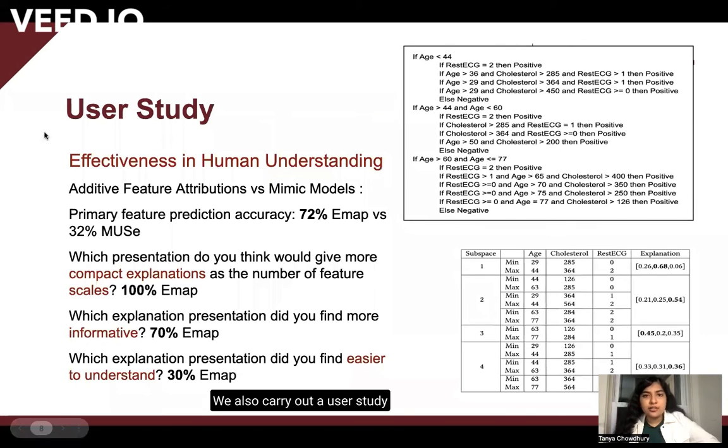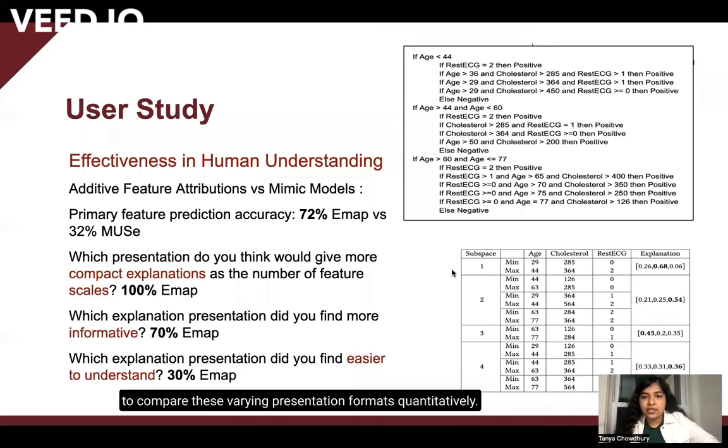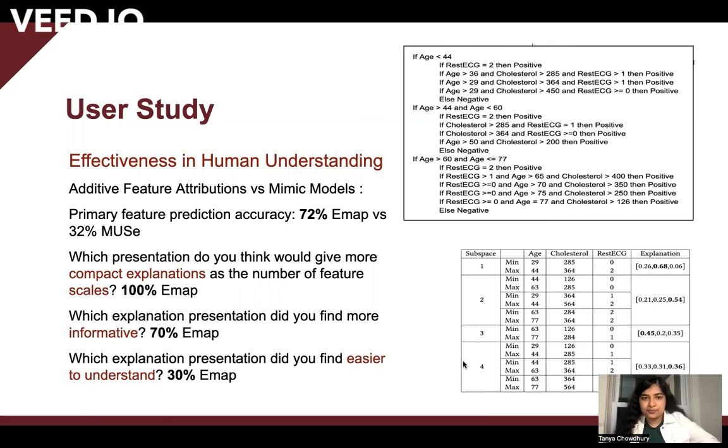We also carry out a user study to understand the real effectiveness in human understanding using Equi-explanation maps. We also conduct a user study to compare between Equi-explanation maps and rule-based mimic model-based methods, since it's not possible to compare these varying presentation formats quantitatively. So given here is a Muse explanation, which is a following list of if-then rules, and given below is the Equi-explanation map explanation for the same classifier.